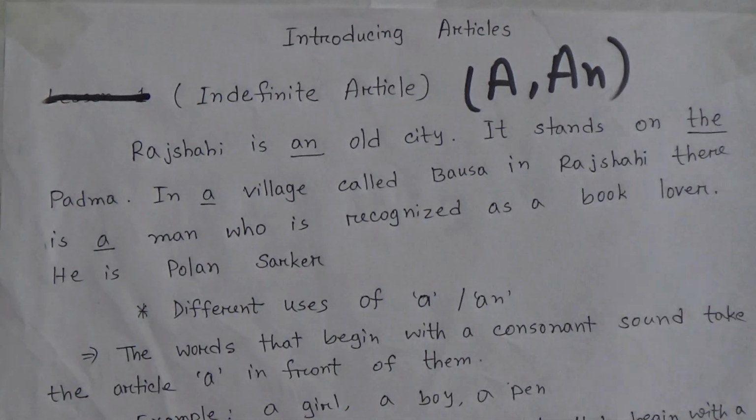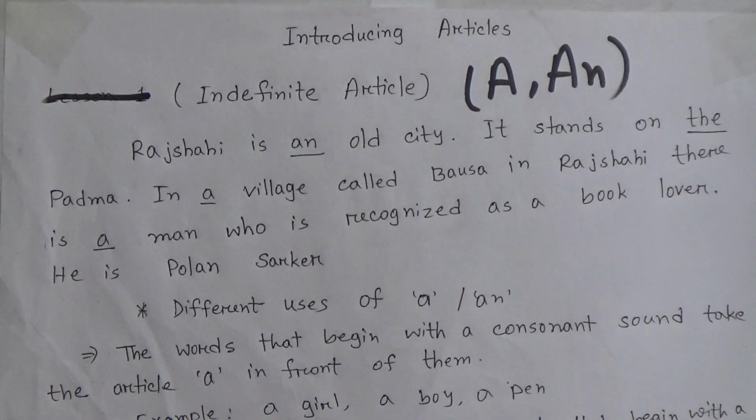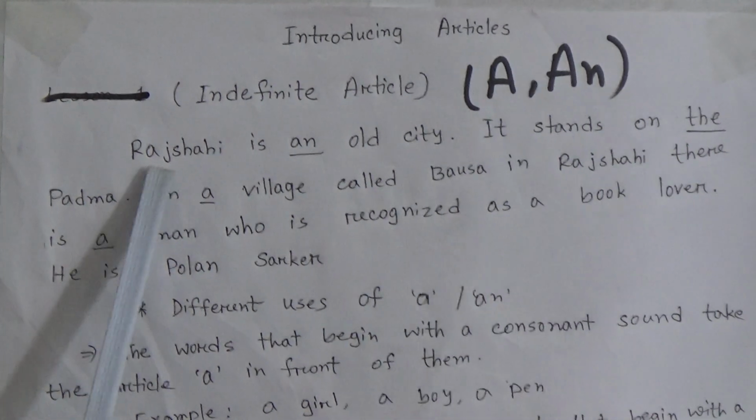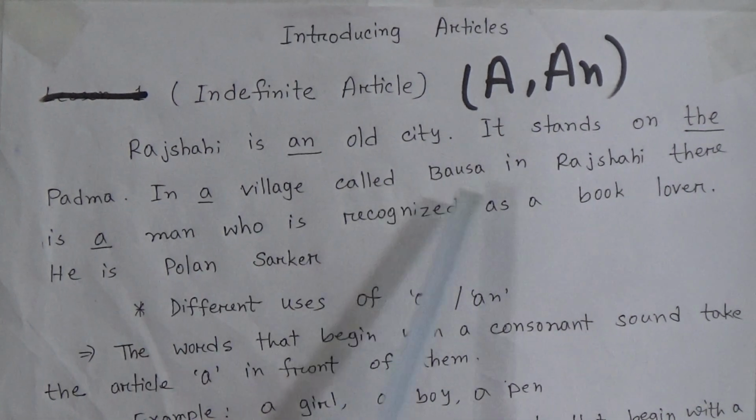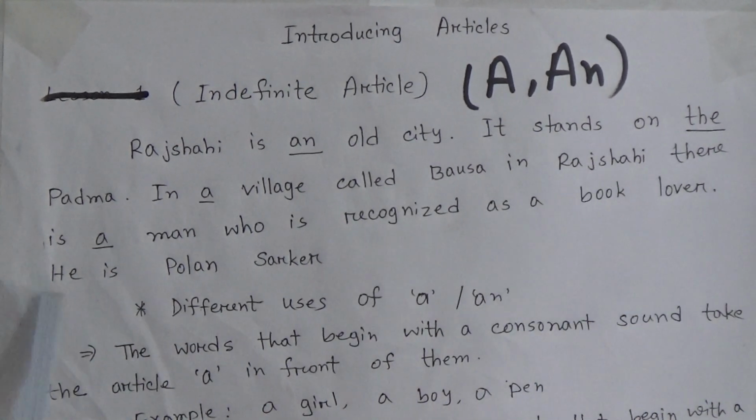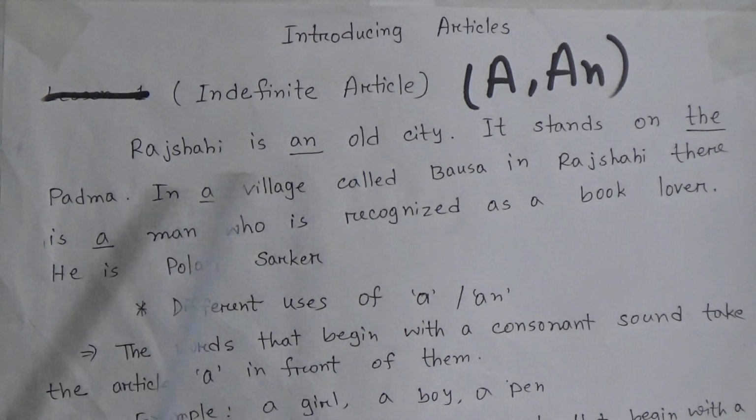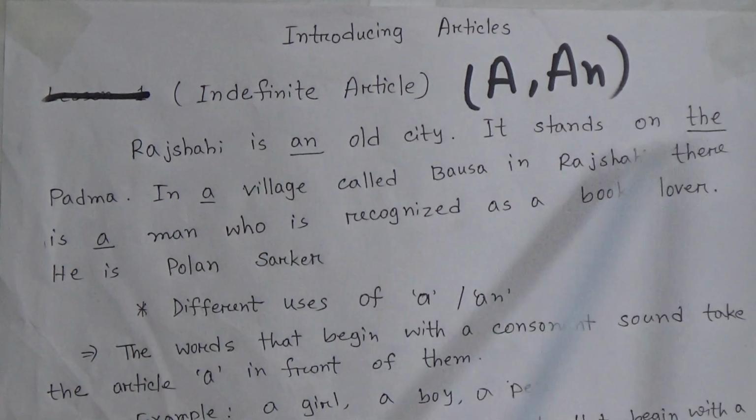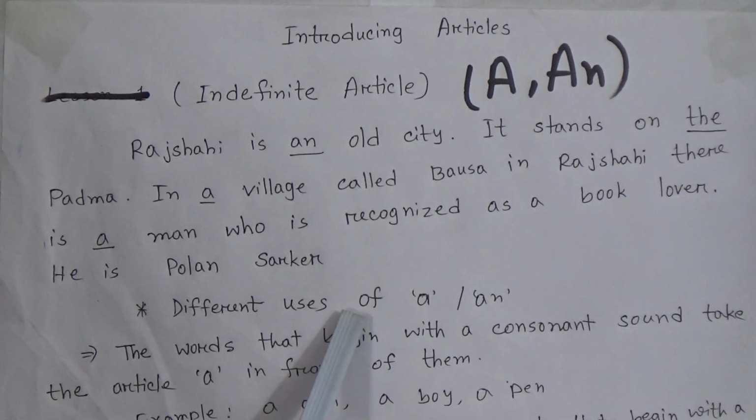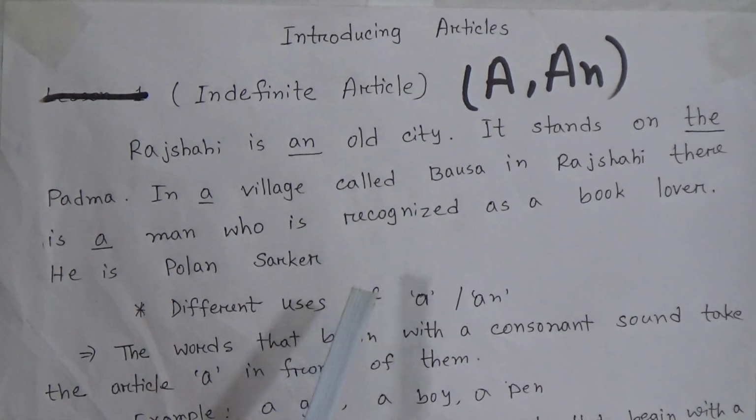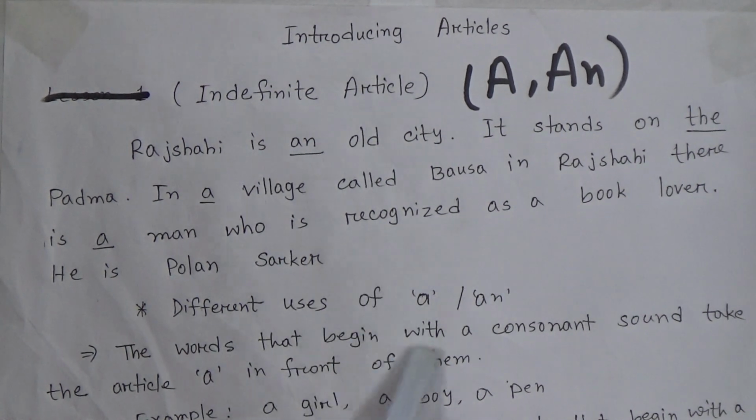Look here, dear students, I have written here an example on the board. Rajshahi is an old city. It stands on the Podda in a village called Bausa. In Rajshahi there is a man who is recognized as a book lover. He is Polan Sarkar. These underlined words like AN, the, A, all of these words are called articles. They take their position in front of nouns or noun equivalent words.